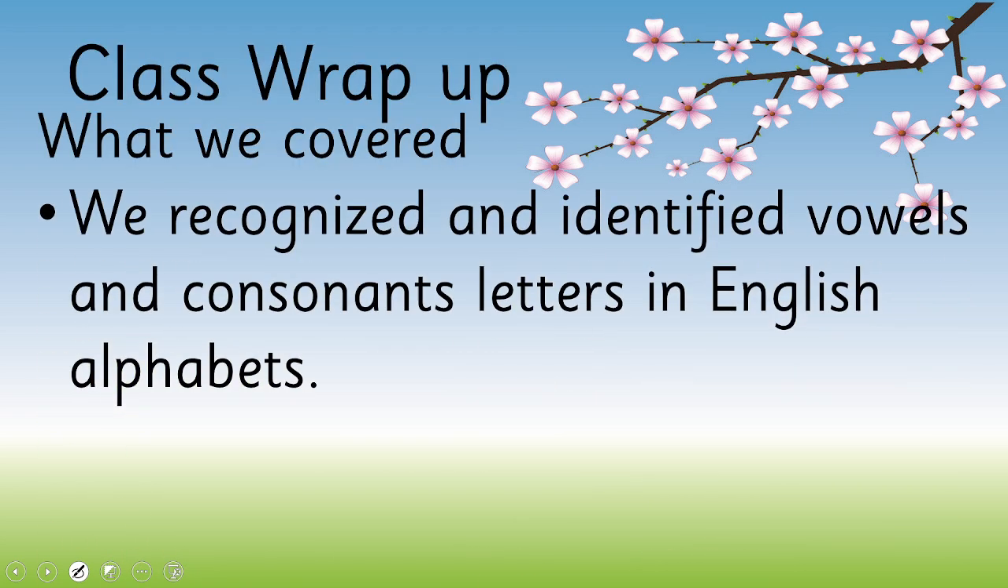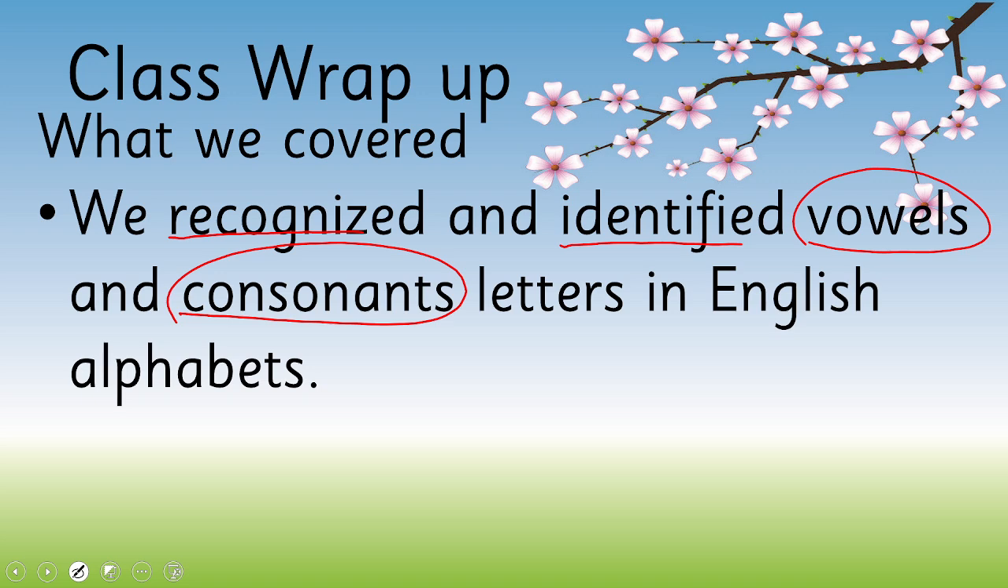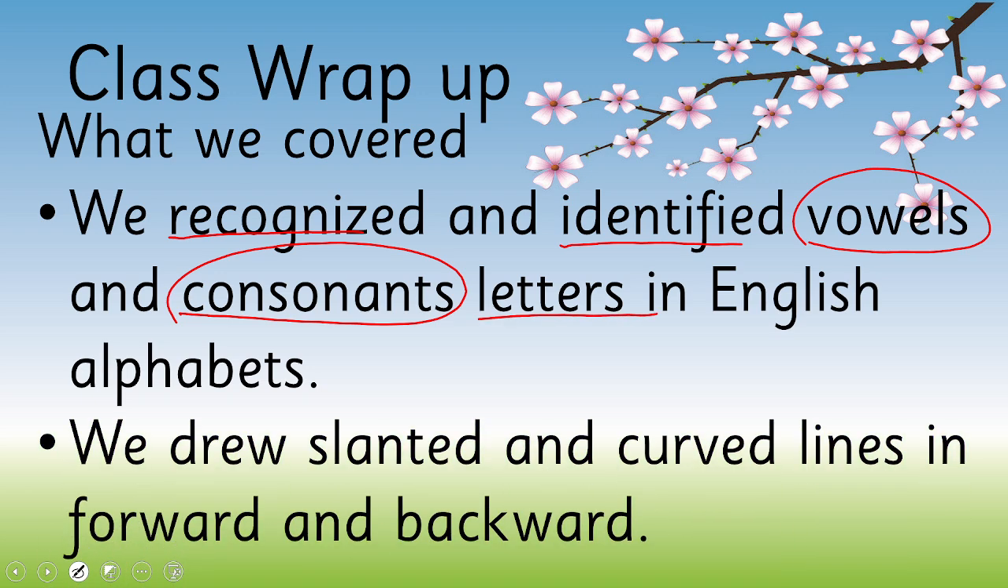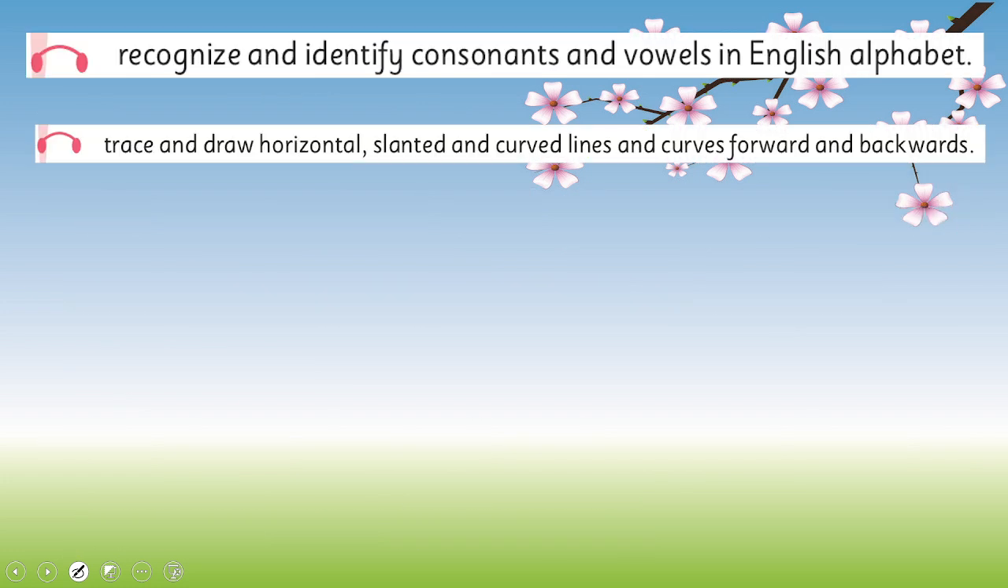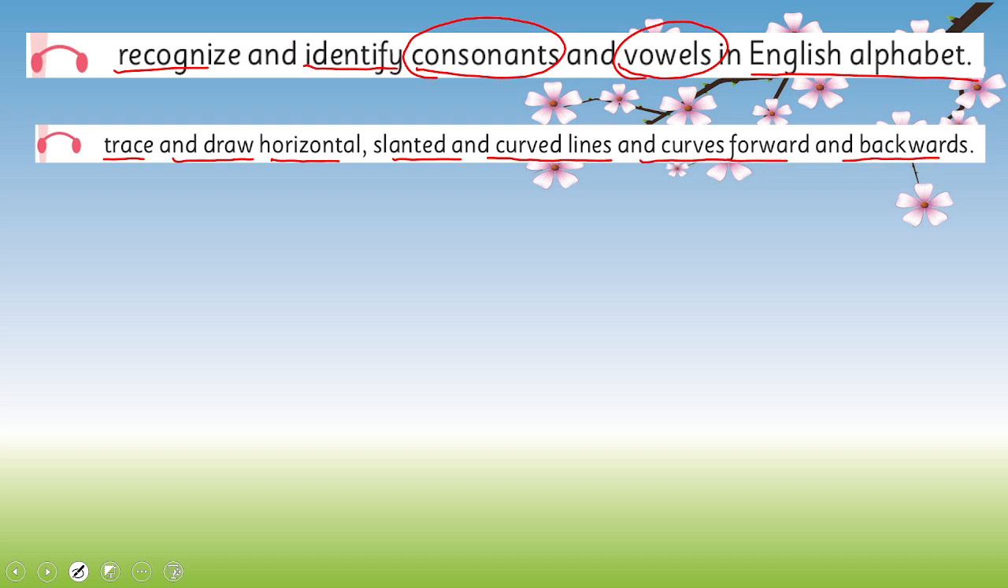Now what have we learned today? We recognized and identified vowels and consonant letters in English alphabets, and we drew slanted and curved lines in forward and backward direction. So in this way, we have achieved today's SLO, that is to recognize and identify consonants and vowels in English alphabets, and to trace and draw horizontal, slanted and curved lines, and curves forward and backwards. This SLO we'll repeat in coming lectures as well.